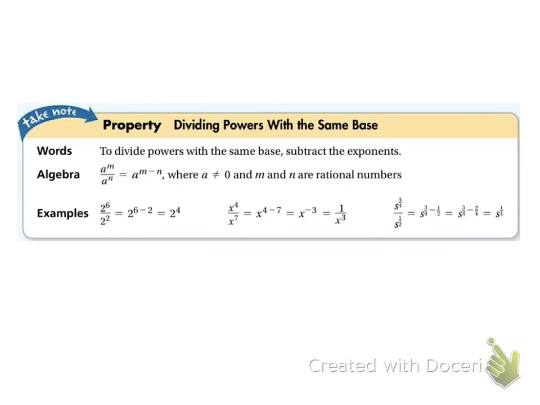This is 7.4 of algebra. So we're going to continue working with exponents. Now we're going to look at it when we're dividing exponents. So if you think of x to the fifth over x squared.